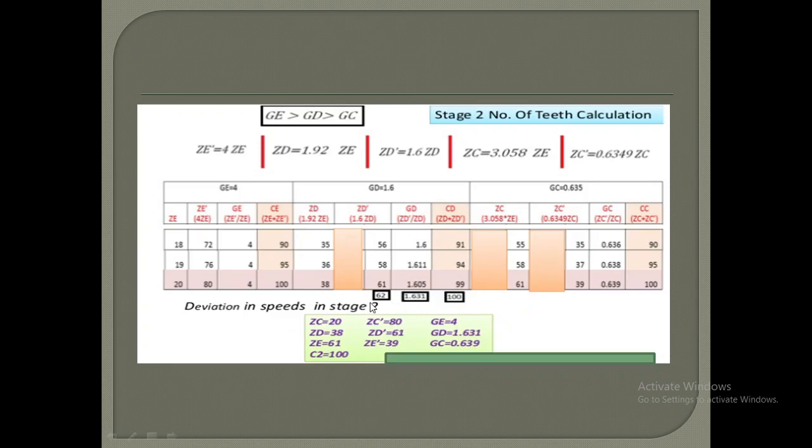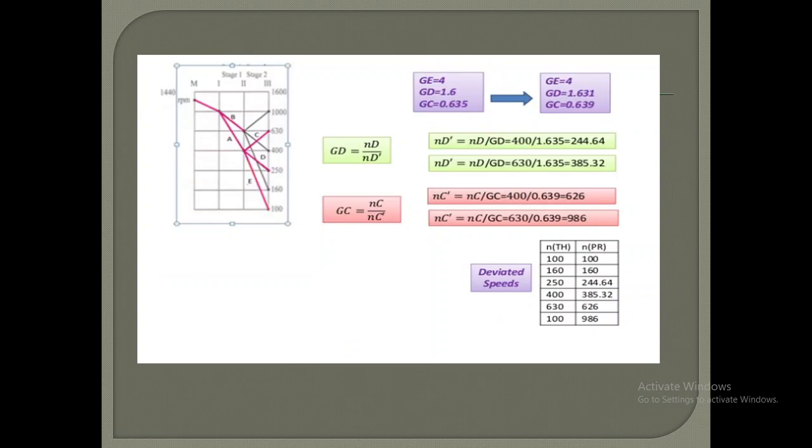You will get the deviation in speed in the second stage or second transmission group, and you have to calculate the number of teeth on each gear. Once you have finalized the number of teeth on each gear, then you have to check that you will get two different values, one is the n theoretical value and one is the n actual value. Means there are some conditions given on the speed deviation. This is the percentage of the speed deviation that is given.